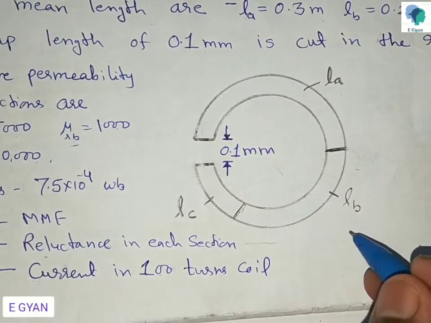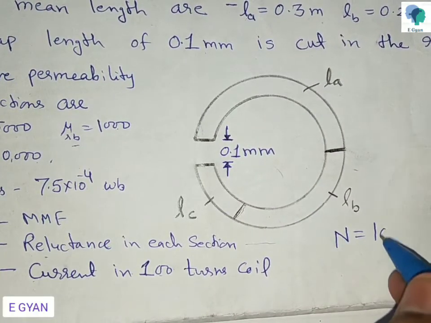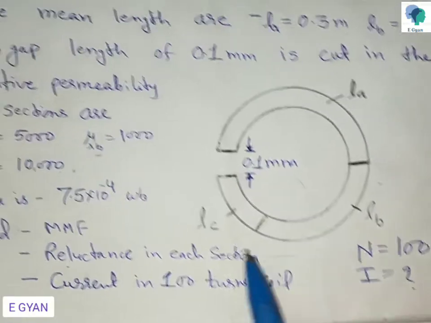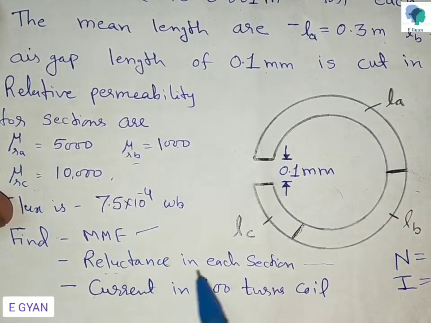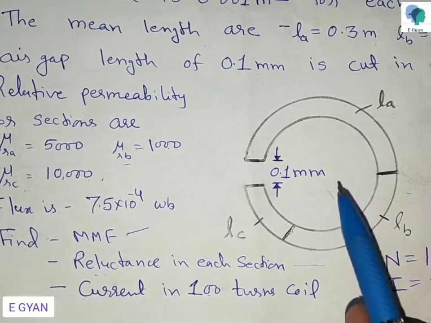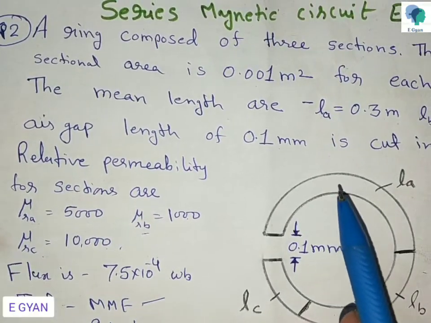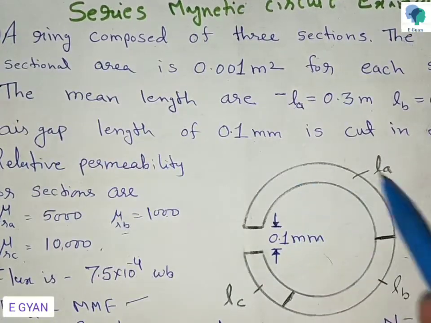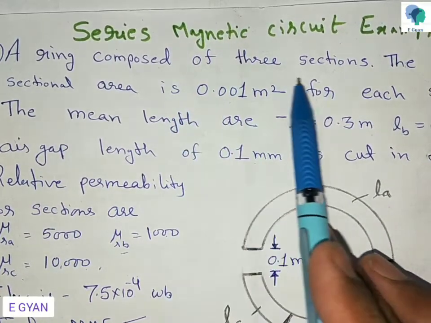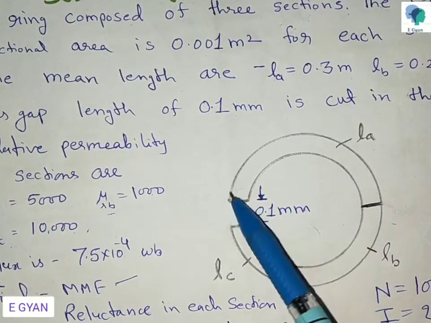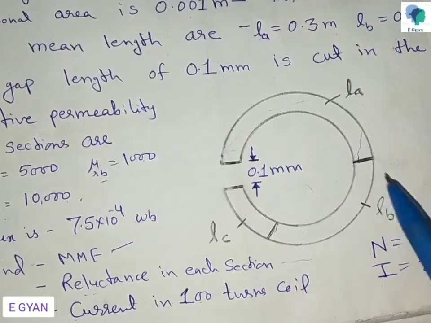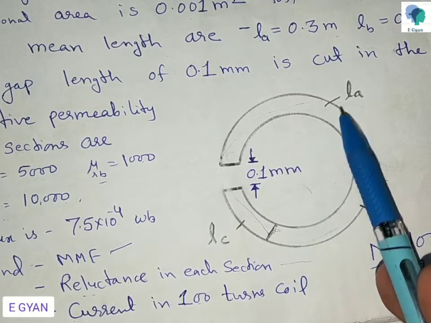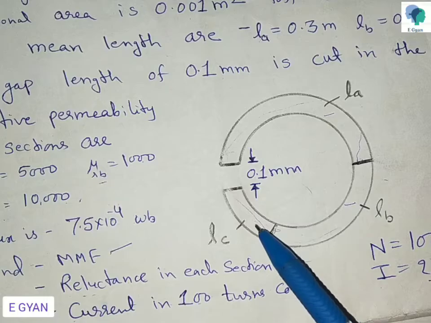ठीक है, that means N is equal to 100 is given and we have to find current. We have to find MMF and we have to find reluctance in each section. So what is given in this question, we will summarize. It is a ring, so we have drawn a ring. It is composed of 3 sections. This is section A, this is section B, and this is section C. So A, B, C sections.